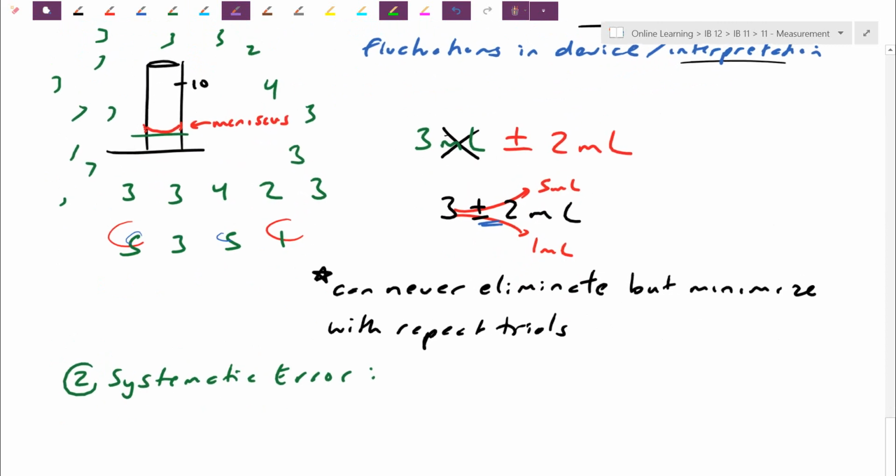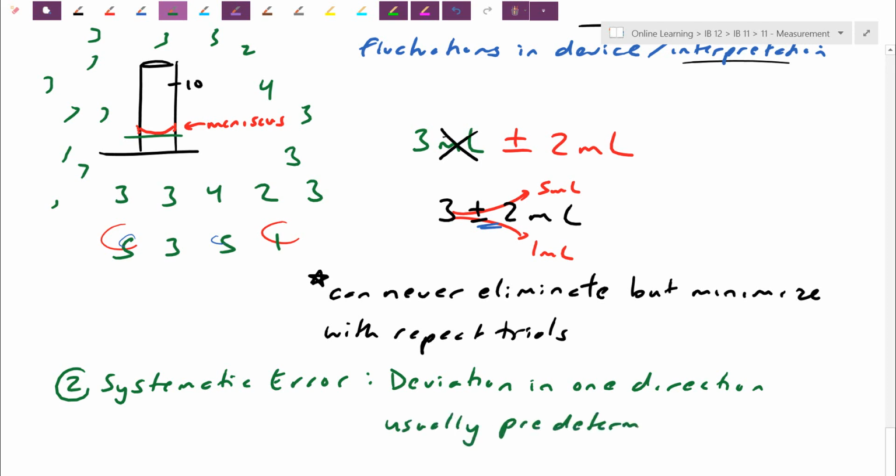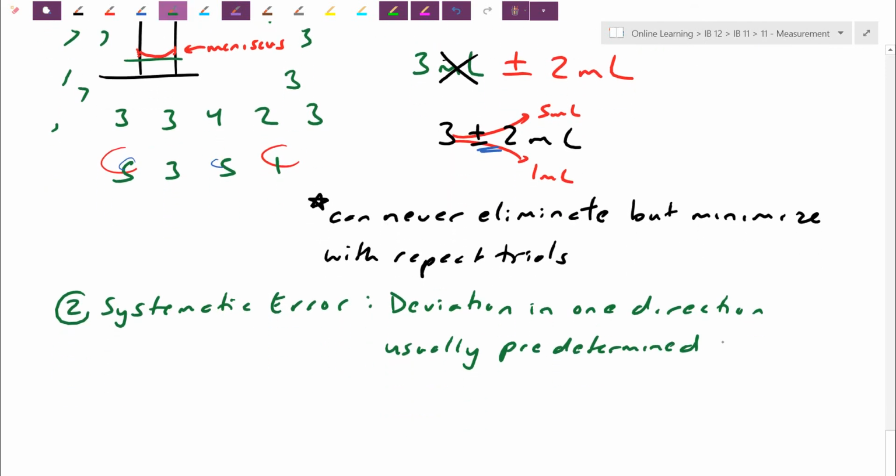For systematic error, we'll end off with this. A systematic error is a deviation, a leaning, a deviation in one direction. So this is different from earlier. It's not sometimes high, sometimes low. It skews your values either all too big or all too small. And these ones usually, the keyword here is predetermined. Usually something was wrong with your apparatus, so it's predetermined by the apparatus, by the equipment itself, or it could even be your procedure.